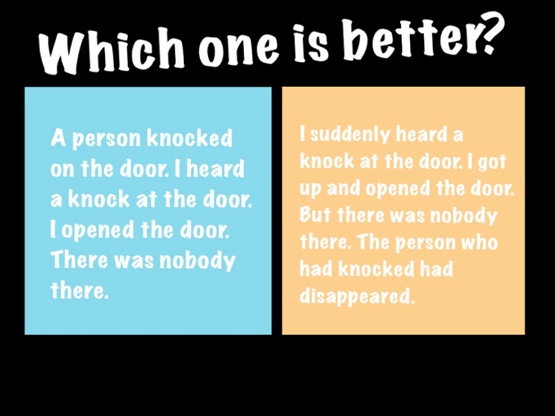So which one is better? Which one creates a more exciting story? The first one, a list of past simple actions, or this one, which has past simple and past perfect? Well, I would say definitely this one. But what do you think?